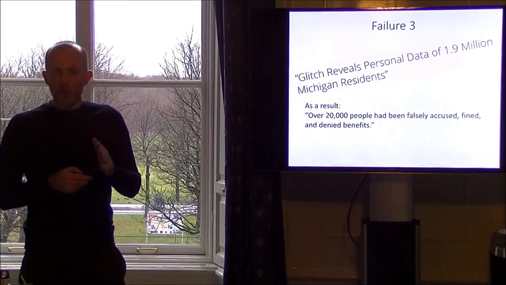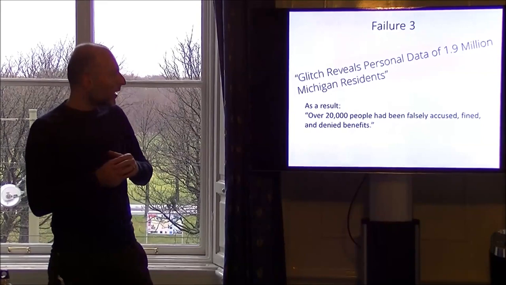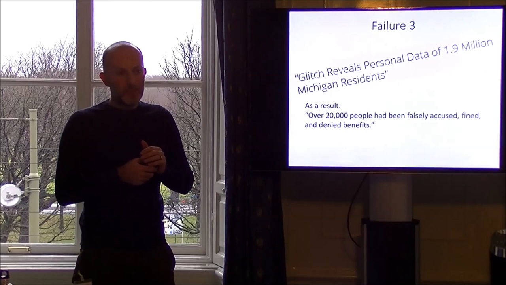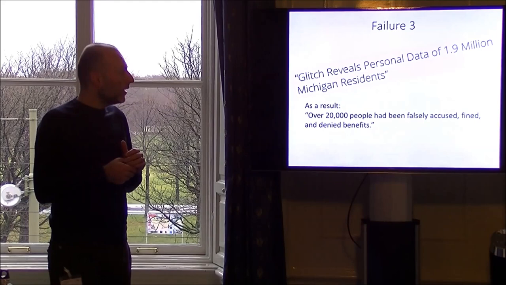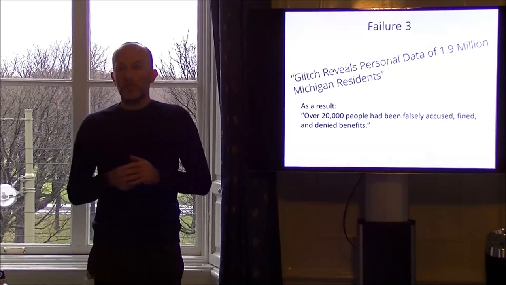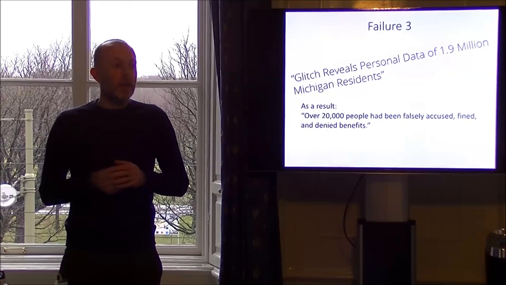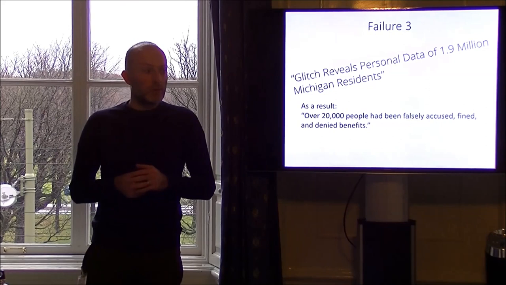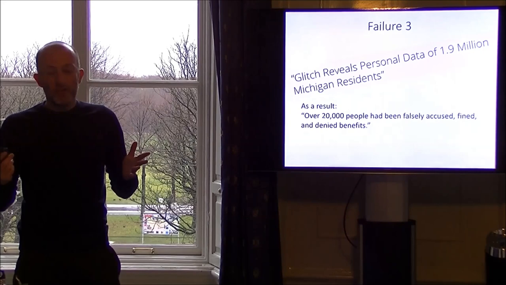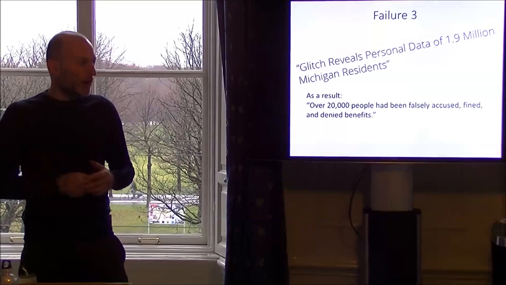About responsibility to others. So a glitch in some software system at Michigan actually revealed personal data of 1.9 million people. And through that glitch, there were around 20,000 people that were either falsely accused, fined, or denied benefits. So just imagine that you go to your insurance company and you ask, well, can I get a health insurance or something? And they say no, because in your file, I can read that you have a chronic disease. So you're not eligible anymore to get our insurance. And those are the sort of things that happen through a glitch. And a glitch is an easy word, right? Because everybody sees a glitch now and then, but some glitches are a bit more glitchy than others.